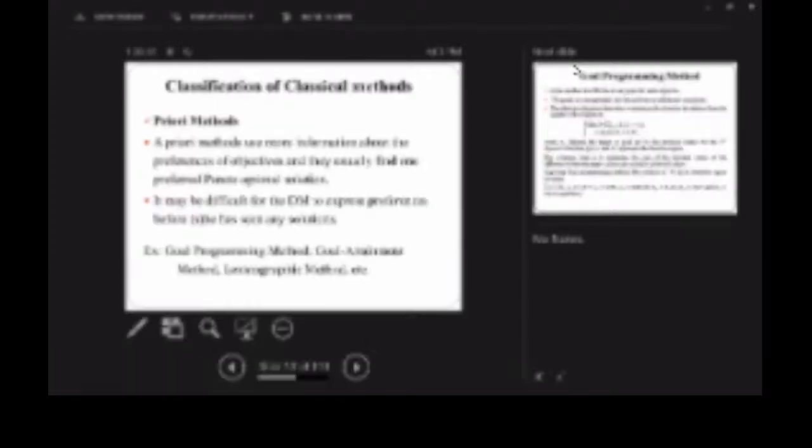Then the prior approach. Here, initially the decision maker gives you the preference of objectives. This is my preference: first objective is most important, second objective is next important, and so on. Then there are several approaches like goal programming, goal attainment, lexicographic method. Many approaches are there, mostly available in the literature, so you can use those for solving that.